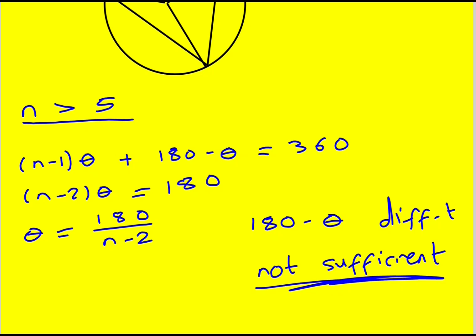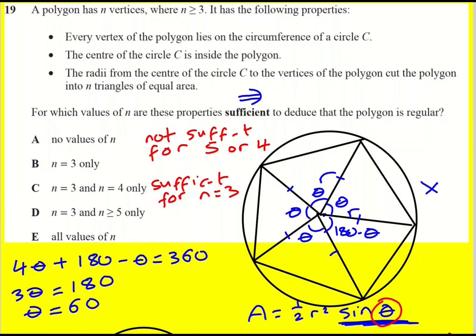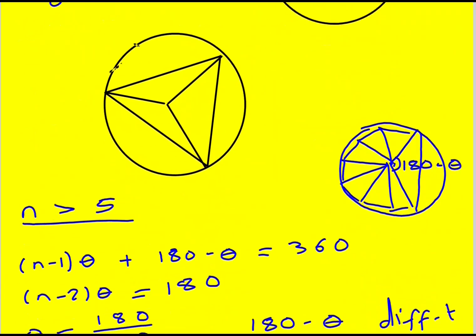I just want to say this one more time. I've just generalized my method from before. I've got a circle, and I'm going to try and create all these triangles that are the same. And then I'm going to do one that's 180 minus, just like I constructed with my pentagon. And if I can construct such a shape, then the polygon wouldn't be regular, so it's not sufficient. Back to the original question, it's not sufficient to deduce the polygon's regular because you could construct one that's irregular.